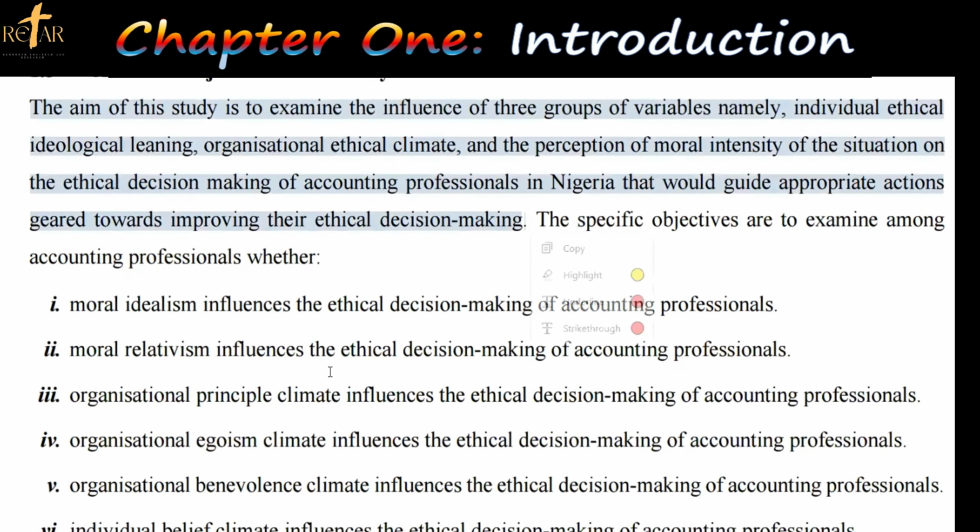The aim of this study is to examine the influence of three groups of variables, namely individual ethical ideological leaning, organizational ethical climate, and the perception of moral intensity of the situation on the ethical decision making of accounting professionals in Nigeria. I have restated the title, but that is not where I'm going. Don't stop there. You will see now where the aim is. Why am I doing that? And this is the aim: that would guide appropriate actions geared towards improving their ethical decision making.